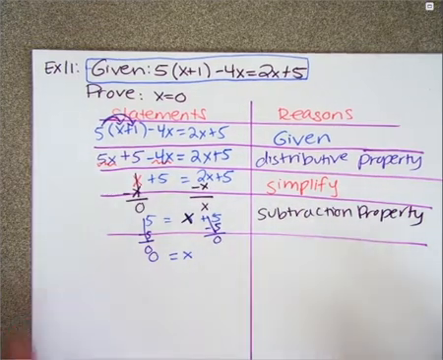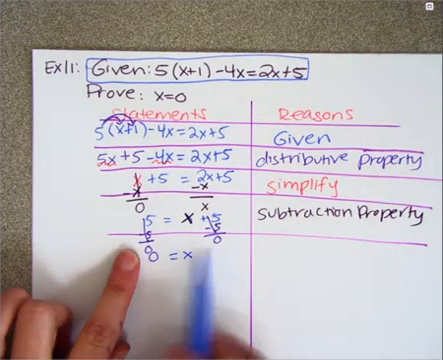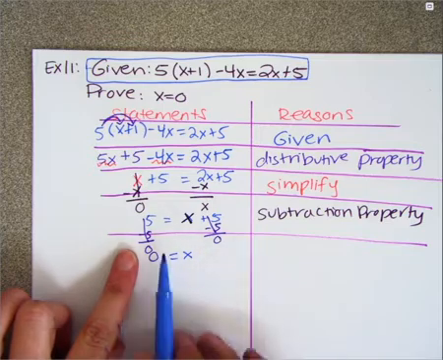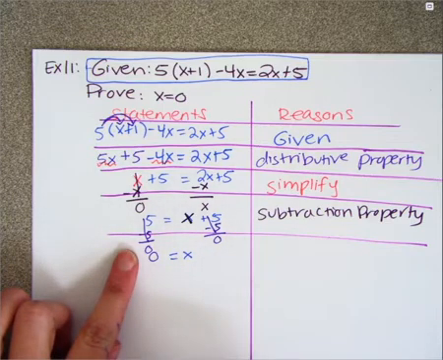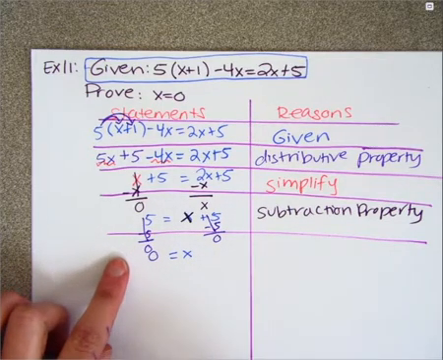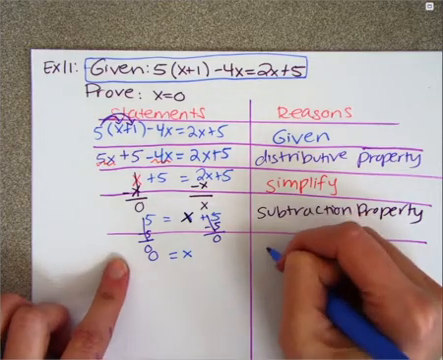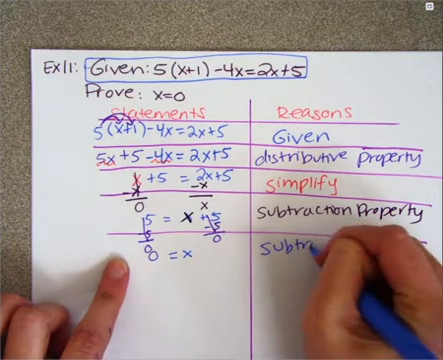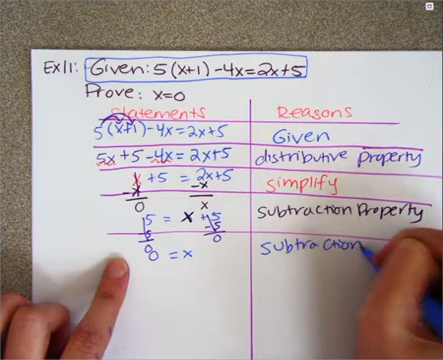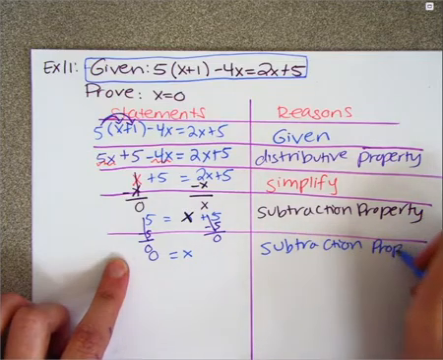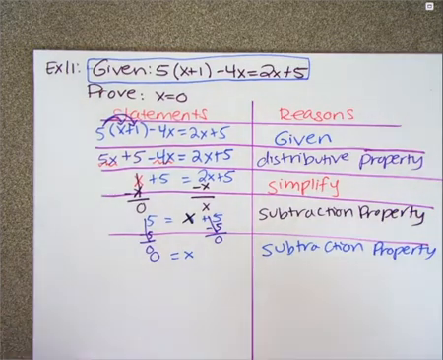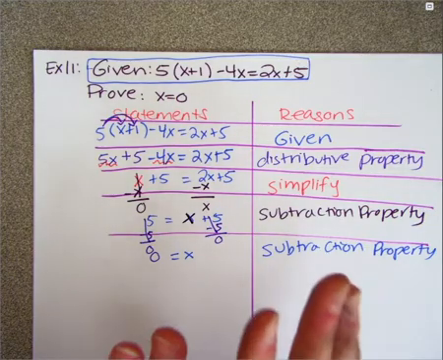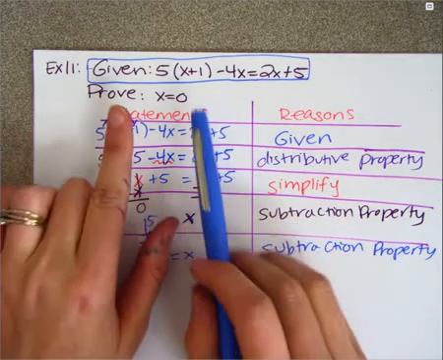Since I subtracted on both sides, which property did I use? Correct, like normal, you guys. It is the subtraction property again. You are allowed to use properties more than once. It's not like you can only use them one time and then you can never use them again. So this one is called the subtraction property.